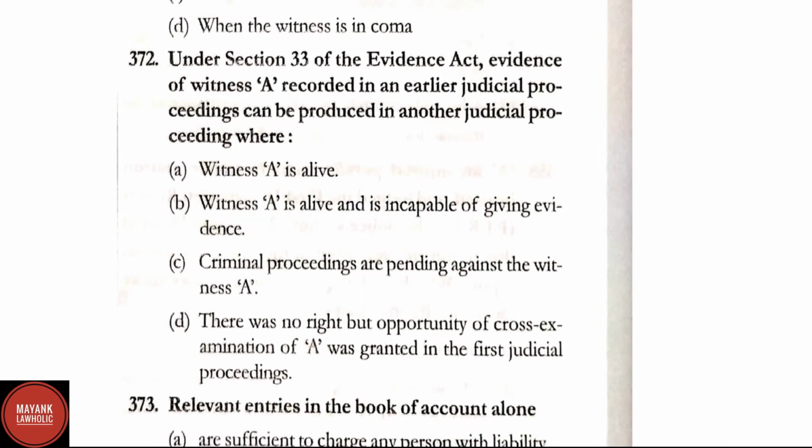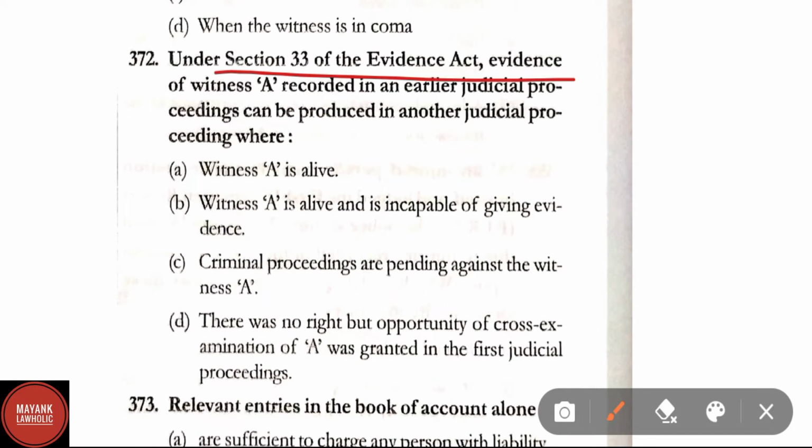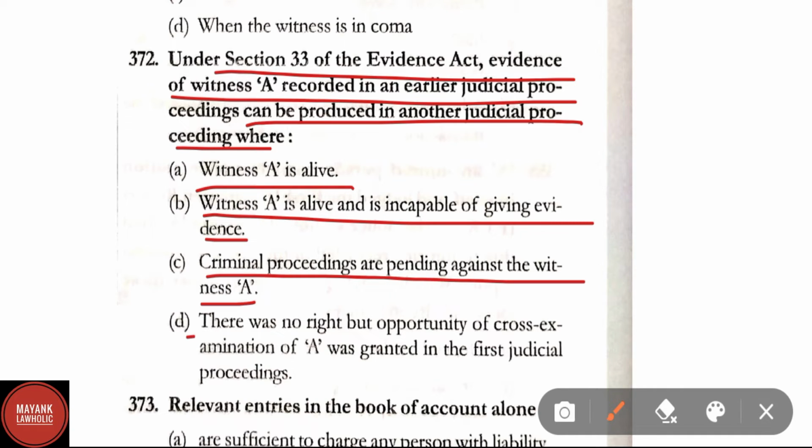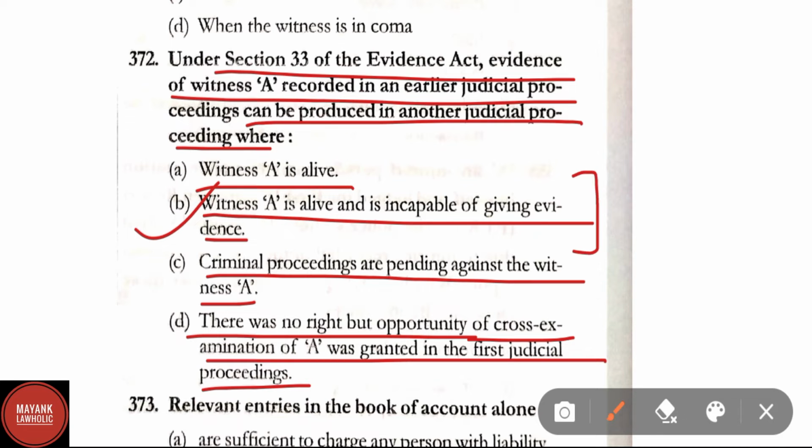Question number 372. Under section 33 of the Evidence Act, evidence of witness A recorded in an earlier judicial proceeding can be produced in another judicial proceeding where witness A is alive. Option B, witness A is alive and is incapable of giving evidence. Option C, criminal proceedings are pending against witness A. Option D, there was no right but opportunity of cross-examination of A was granted in the first judicial proceeding. Here the correct answer is option B, witness A is alive and is incapable of giving evidence.